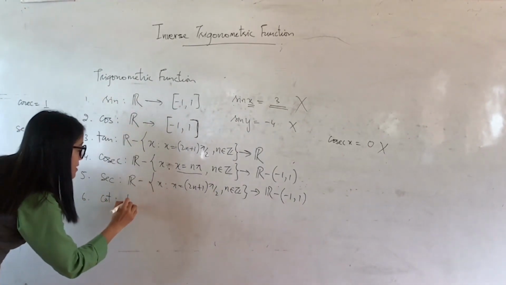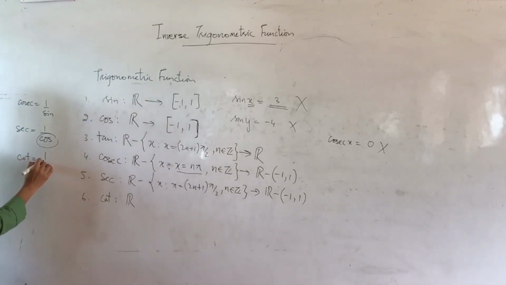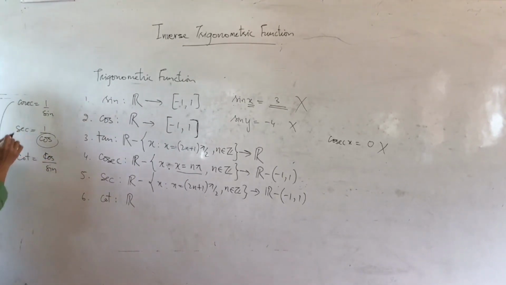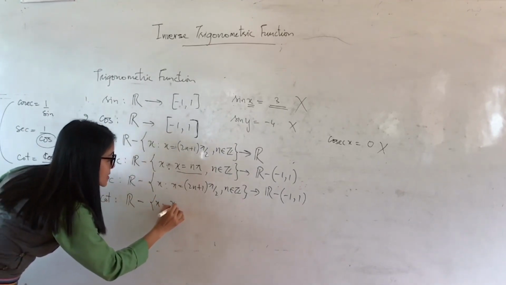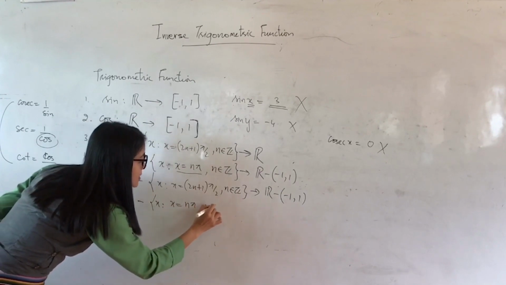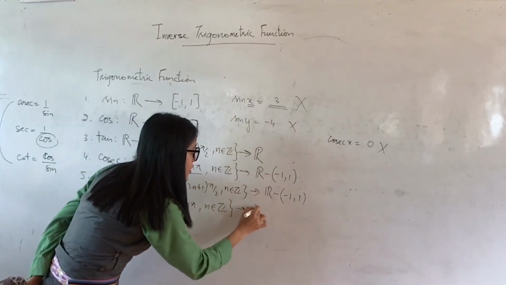So the cot function is defined for, now cot means cos upon sine. So these two will be the same. So the domain of cosec and cot is the same. So that is the set of all real numbers excluding all x, where x is equal to n pi, where n is some integer, and its range is the set of all real numbers.